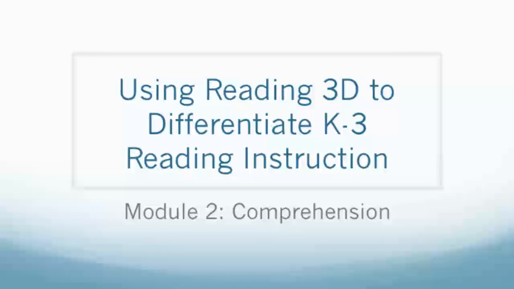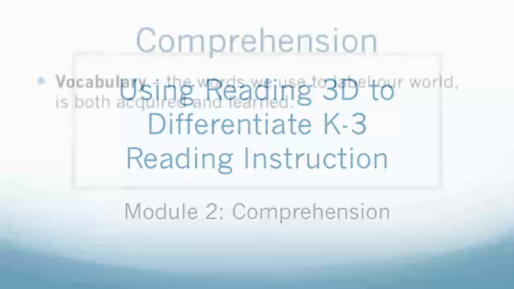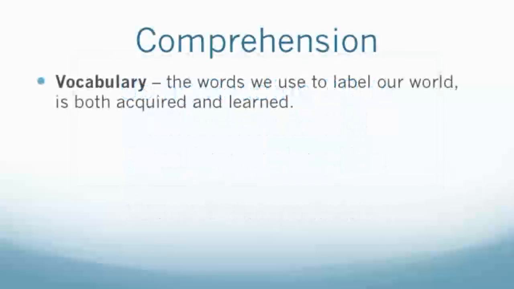Vocabulary and reading comprehension are necessary for students to comprehend text. Lipson and Wixon aptly describe vocabulary as the index of what we know. Vocabulary, or words we use to label our world, is both acquired and learned. For students who learn English as a second language or students with disabilities, lack of vocabulary knowledge can make comprehending connected text more challenging. For example, words often have multiple meanings.